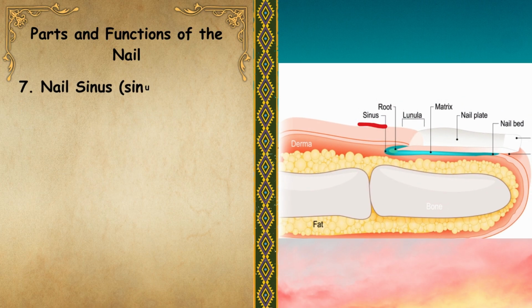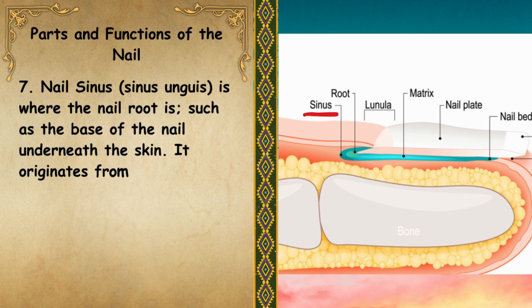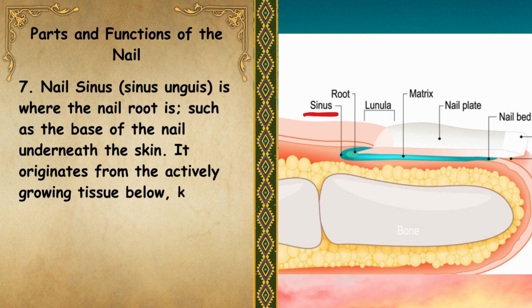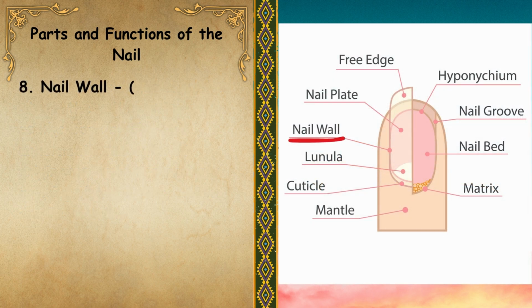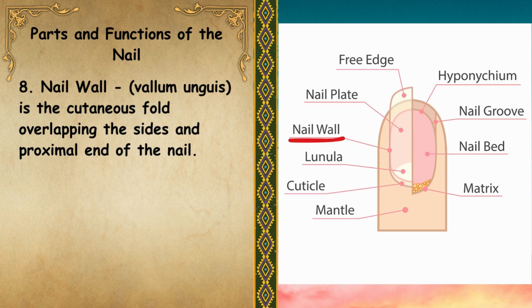7. Nail sinus or sinus unguis. It is where the nail root is, such as the base of the nail underneath the skin. It originates from the actively growing tissue below, known as the matrix. 8. Nail wall or vallum unguis. It is the cutaneous fold overlapping the sides and proximal end of the nail.